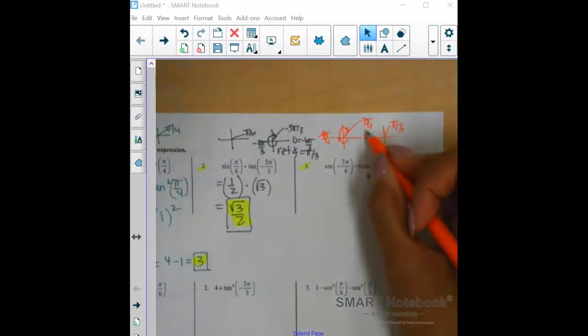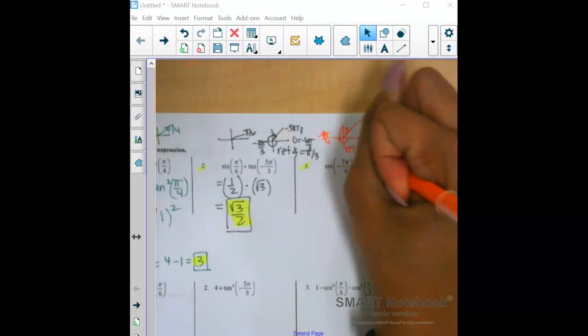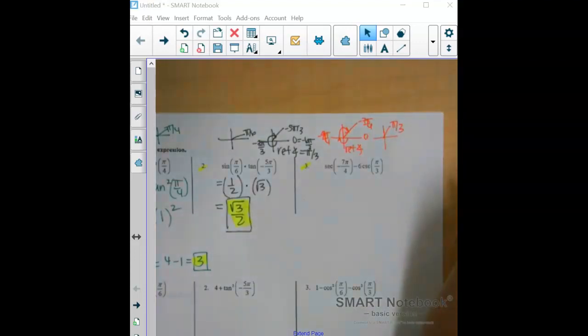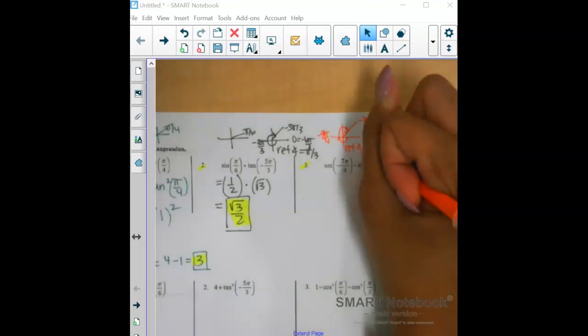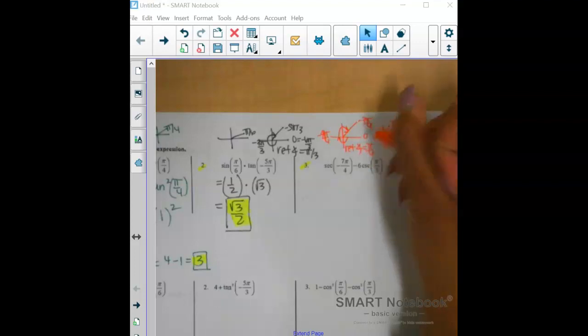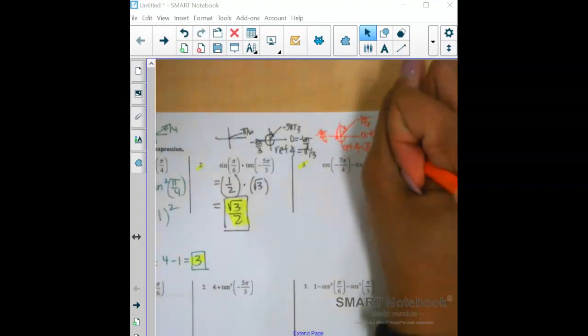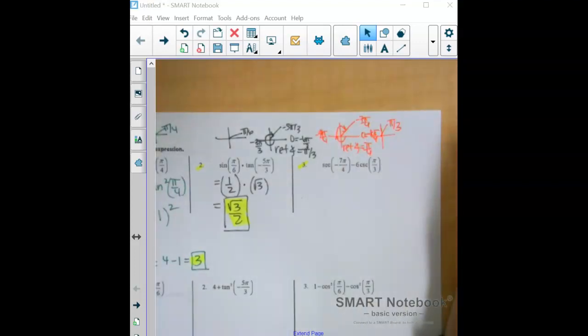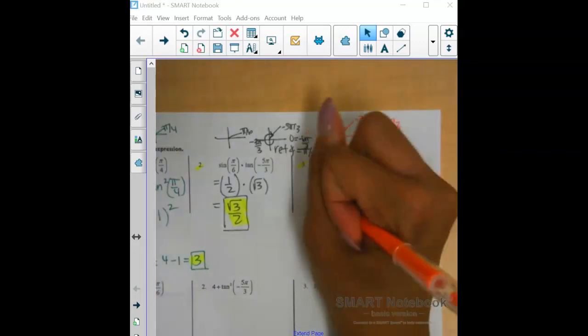Okay, so if I'm looking at 7 pi over 4, I need my reference angle again. So my reference angle for negative 7 pi over 4, that's just going to be pi over 4, right? If I'm going to go from 7 pi over 4 to 0, which is the same as negative 8 pi over 4, that's just going over pi over 4 units. So let me rewrite what I have.